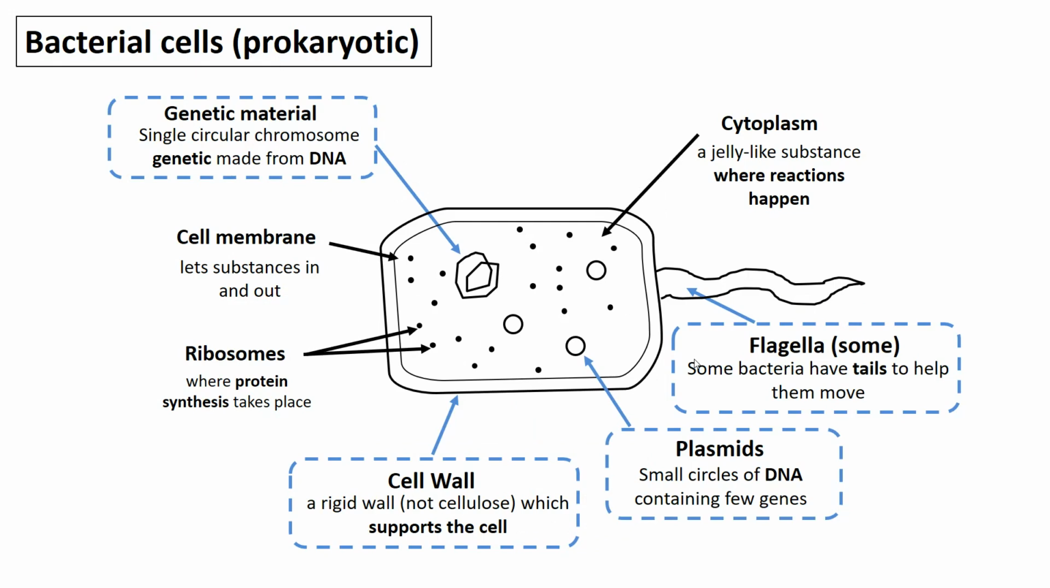But it does have other key features that are unique to prokaryotes, which are plasmids. And plasmids are small circles of DNA which contain a few genes, different to the genetic material because there are such a few number of genes on them. They can actually be transferred from bacteria to bacteria, whereas the genetic material stays within that particular bacterial cell. They also have cell walls, again, not made of cellulose. And then some bacteria can also have a flagella, and that helps them to move.